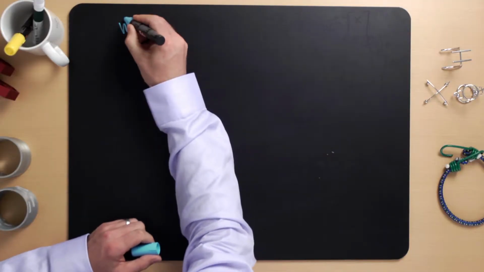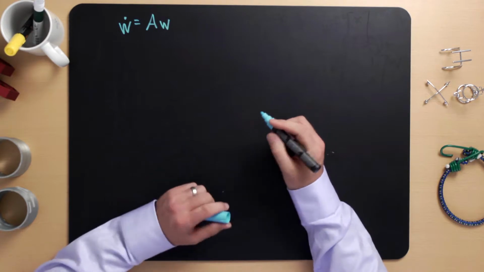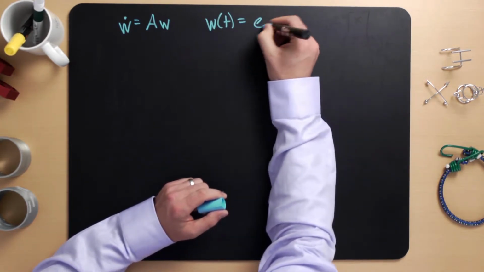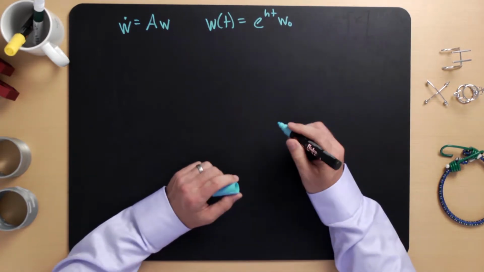What type of solution to the differential equation w dot equals A w do you expect? I'm hoping that at this point you're expecting an exponential solution: w of t is equal to e to the ht times w0. Keep in mind that this exponential solution is a vector because w0 is a vector. However, the exponential term itself is still just a number for any given t.